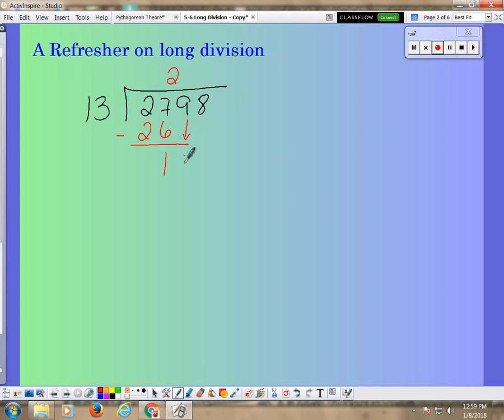I bring down the 9. How many times does 13 go into 19? 1 time, so that's 13. I subtract again. That leaves me 6. I bring down the 8. How many times does 13 go into 68, do we think? Will it go 5 times or will it only go 4 times? That's when you're going to use your calculator to figure that part out.